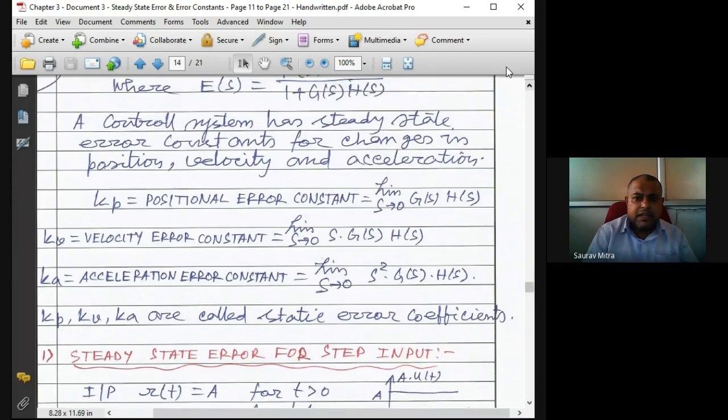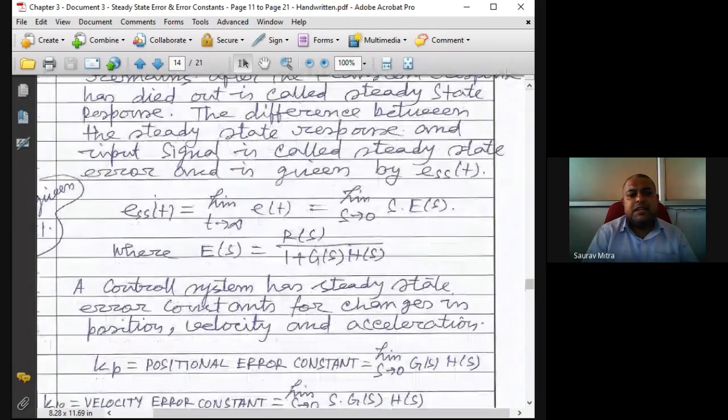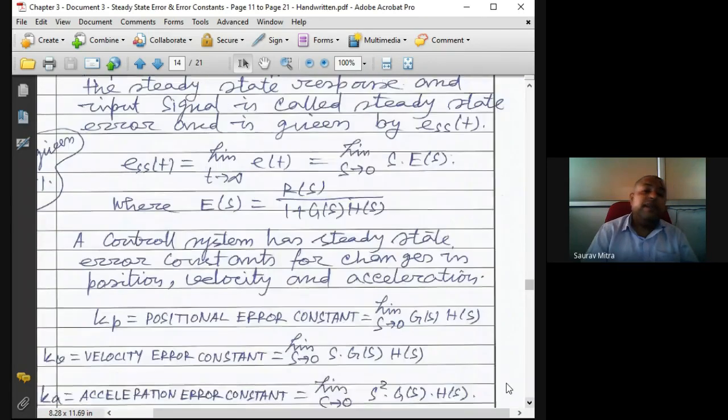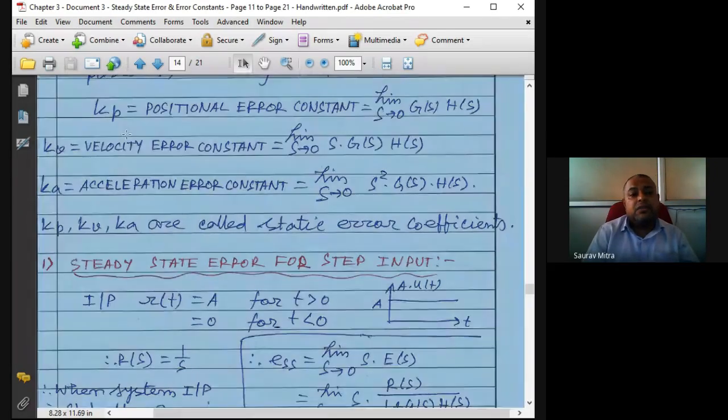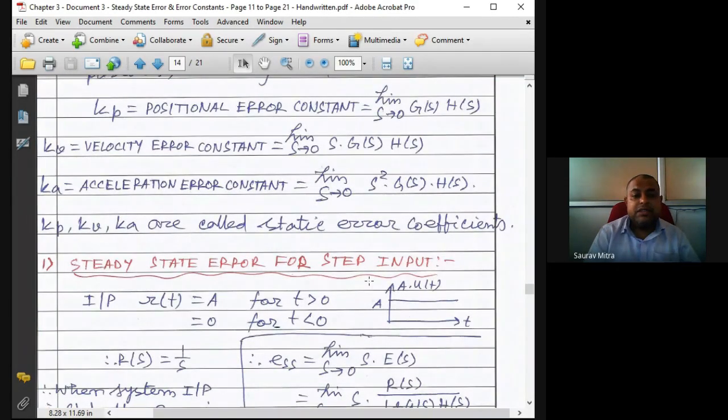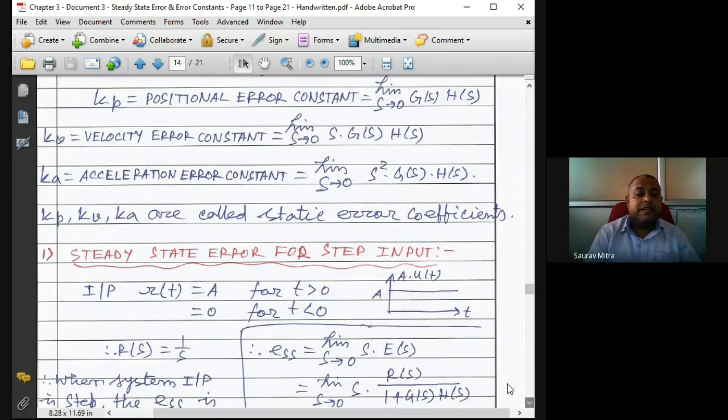Now what are these three error constants? The first formula is given by the initial formula: the steady state error, E(s) equals R(s) by 1 plus G(s)H(s), and this whole E(s) you can substitute here to find the steady state error in the time domain, ess(t). This is limit s tends to 0, s into E(s). This is the steady state error formula directly. This is one way. Another way is finding the steady state error by using Kp, Kv and Ka, the positional, velocity and acceleration error constants. So in these two ways you can find the steady state error.